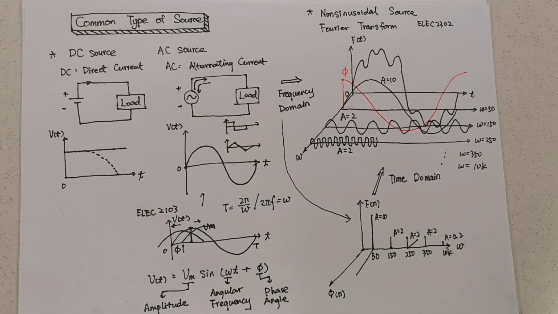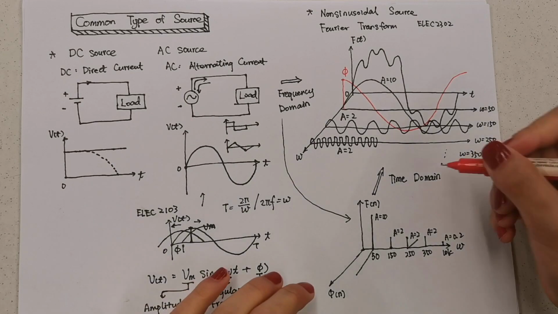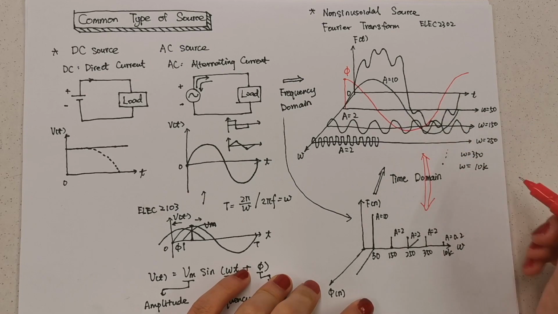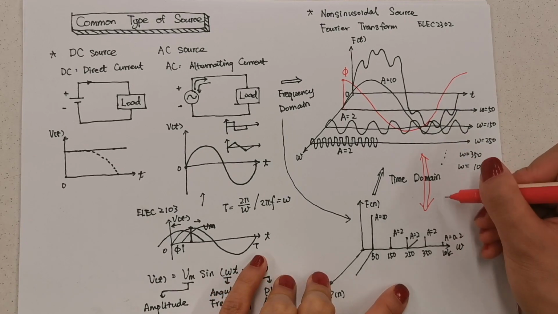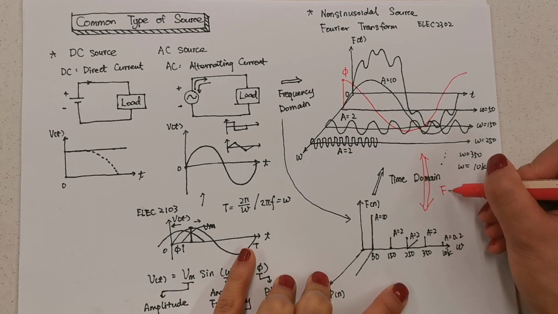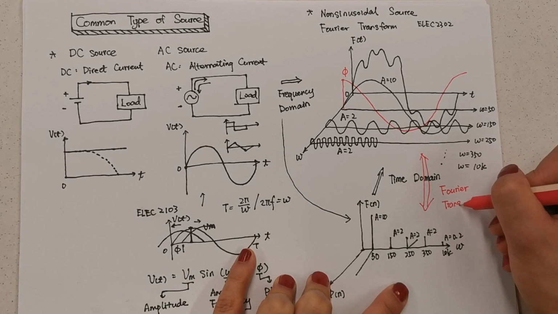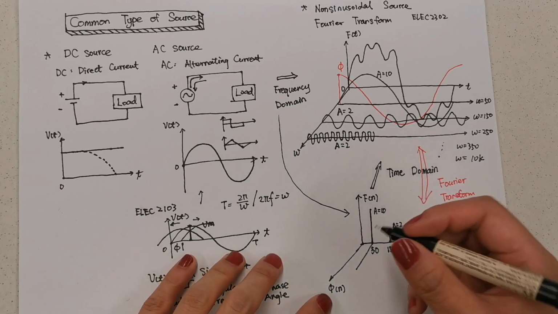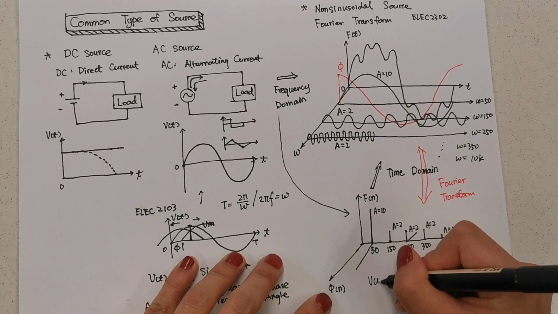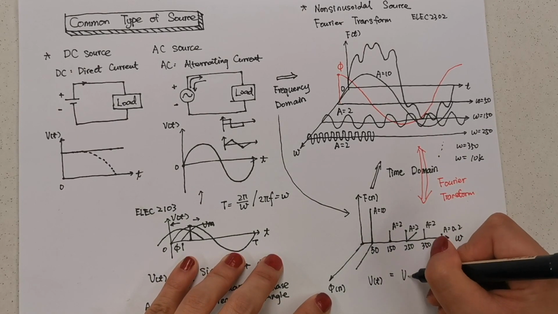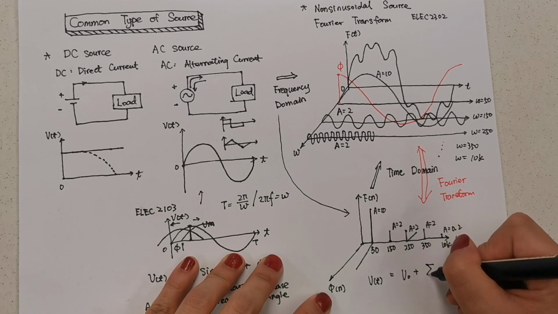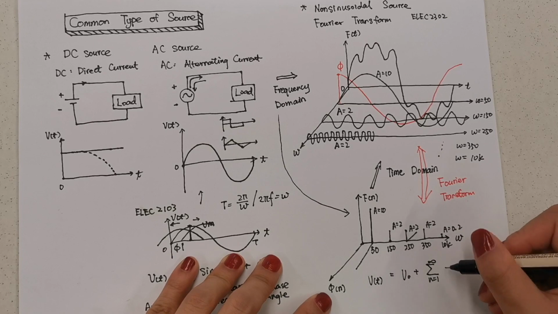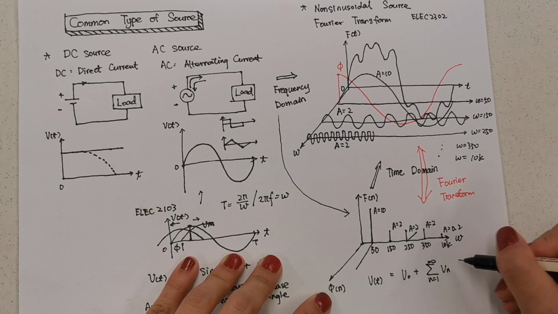The transform between the time domain and the frequency domain we call the Fourier transform. The Fourier series formula is V(t) equals V0 plus the sum of the decomposed sine waves.